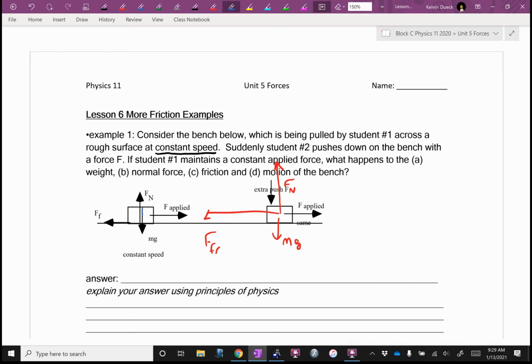So for our answer, what happens to the weight of the bench? Remember, weight is mg. What happened to mg of the bench when Alicia sat on it? Nothing. Stayed the same. What happened to the normal force when Alicia sat on it? Got bigger. I'm lazy, so here is my abbreviation. Fn increased. Up arrow to me is increased, down arrow to me is decreased.